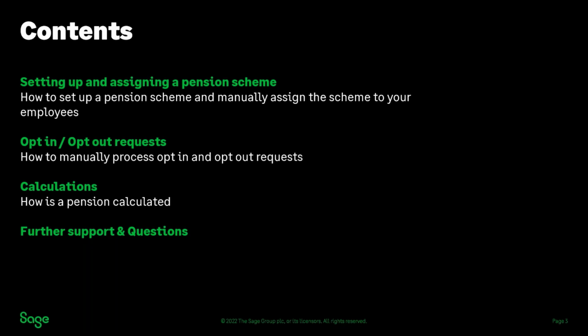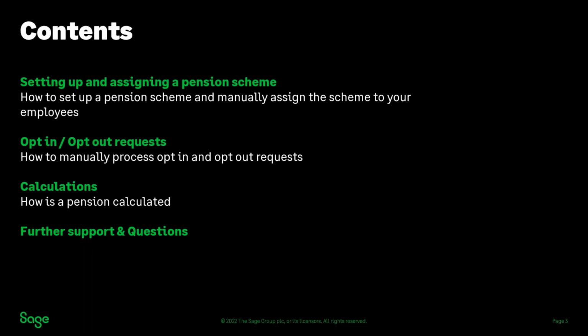We'll start off with the contents of today's session. So we're going to look at setting up and assigning a pension scheme. We're going to look at how to set that pension scheme up in Sage 50 Payroll and then manually assign the scheme to your employees. Now we are going to look at this on a manual basis as we do have a separate session for any pension module users. So we have got a recording of that session available that you can get through the Help Center as well. We're then going to move into the opting in and opting out requests.